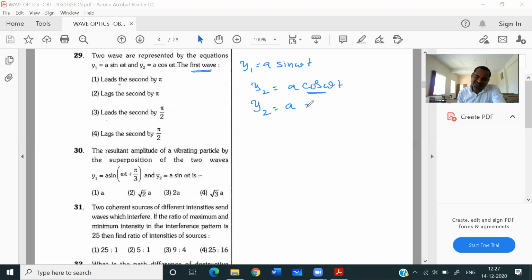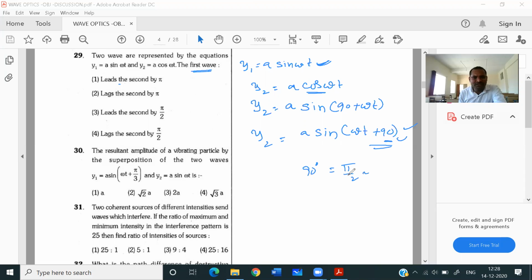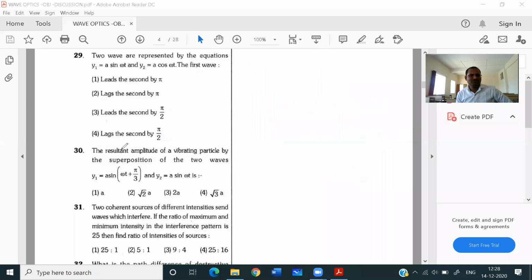So cos theta can be written as sine of 90 plus theta. So y2 can be written as a sine of omega t plus 90. Who is leading? y2 is leading by 90 degrees. That means y1 lags behind by 90 degrees, and 90 degrees is nothing but pi by 2. So the first wave lags the second by pi by 2. Finish. Okay, next, question number 30.